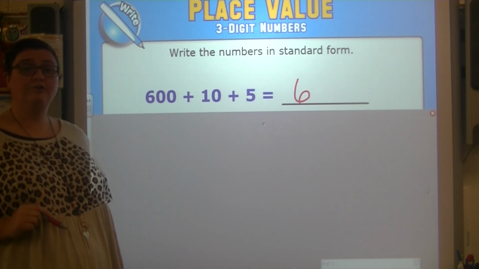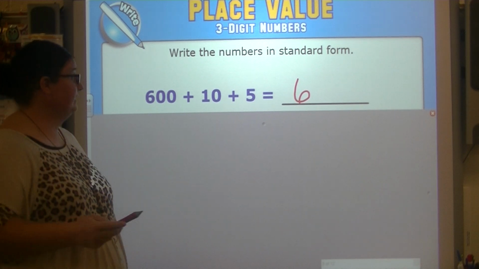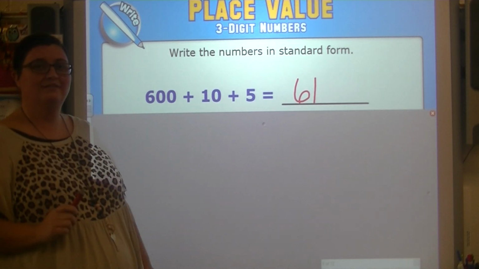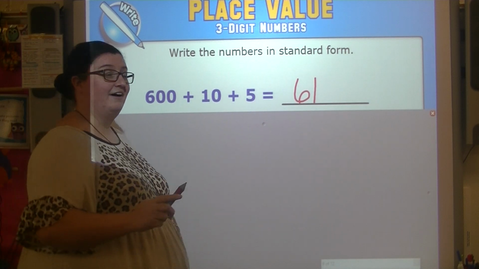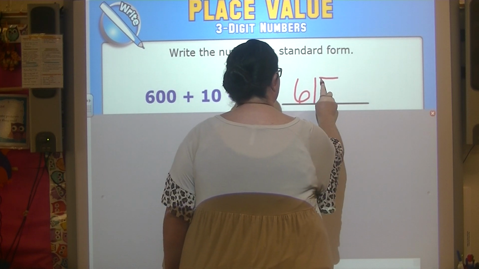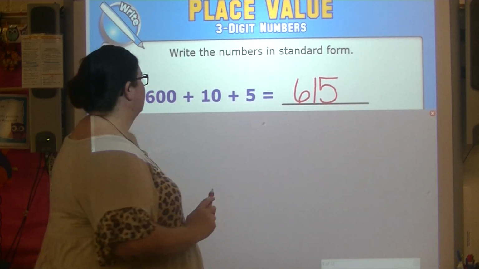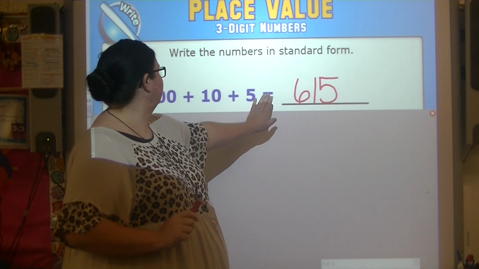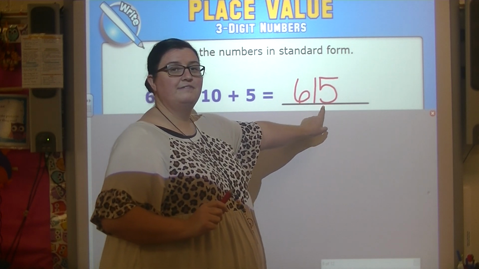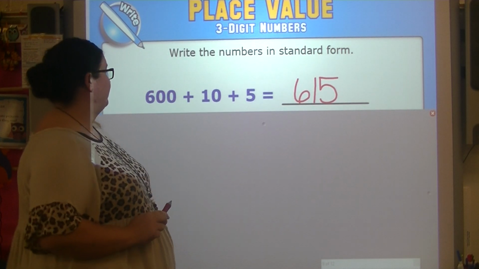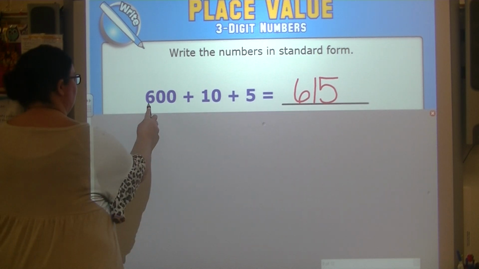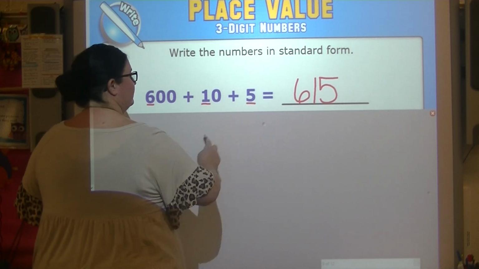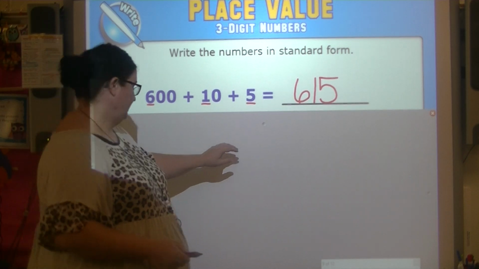10, that's one group of 10. And how many ones? 5. So let's look at it. 600 plus 10 plus 5 equals 615. That's my place value fact. Hundreds place, tens place, ones place. Let's try the next one.